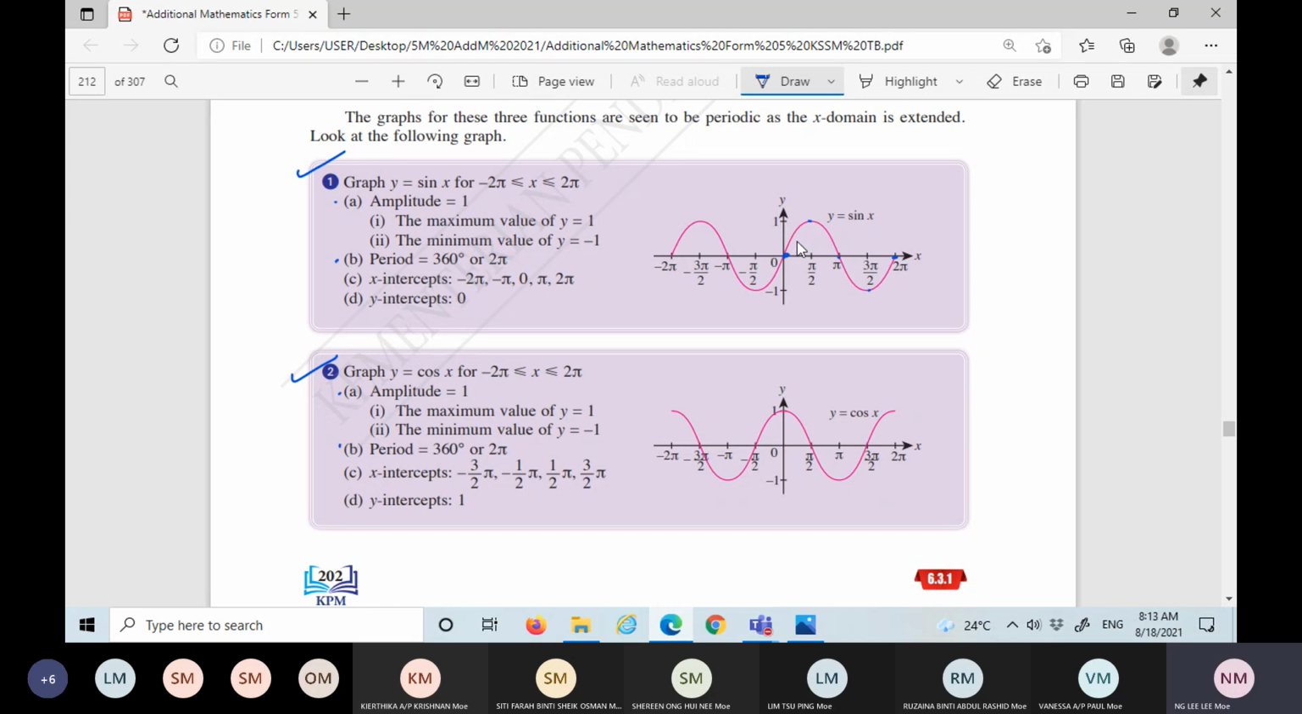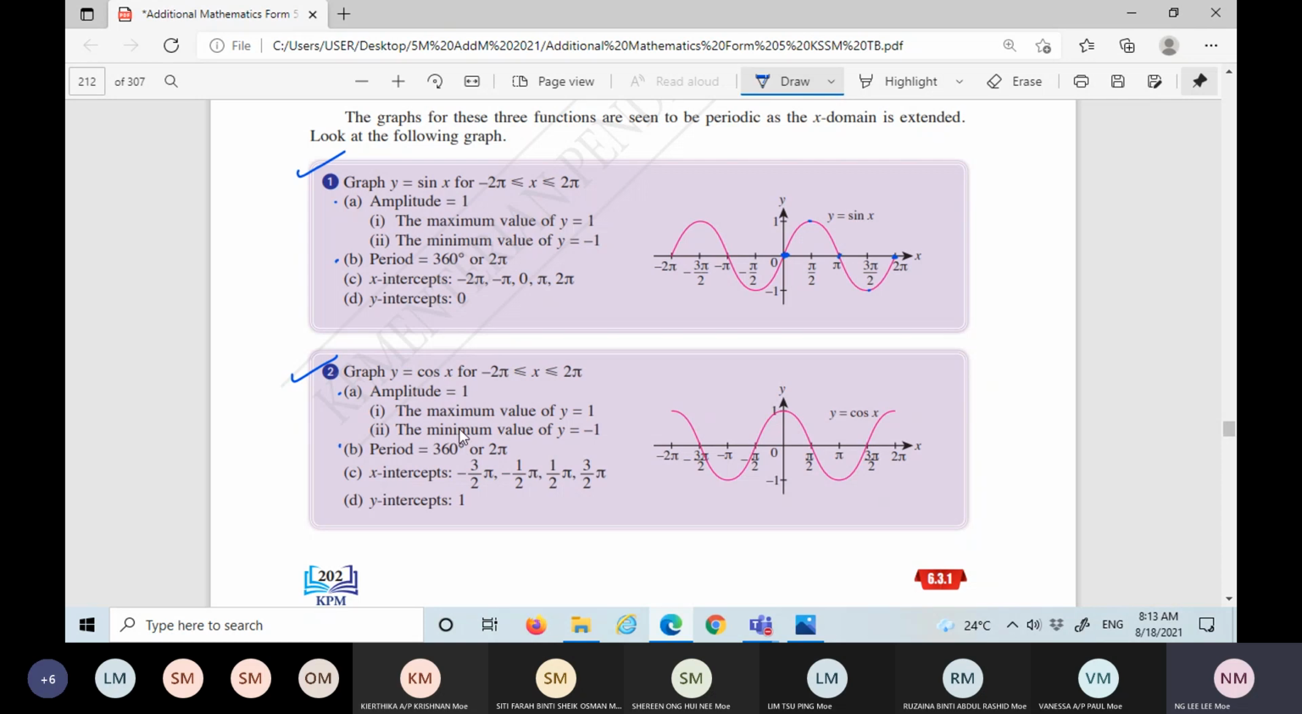X-intercept means where the graph cuts the x-axis, or you can say when y is 0. When y is 0, what is the x value? We don't look at the negative side. Seldom do we want to use the negative side. So we look at the positive side, starting from 0, pi, and 2 pi. And where the graph cuts the y-axis is at 0 here.